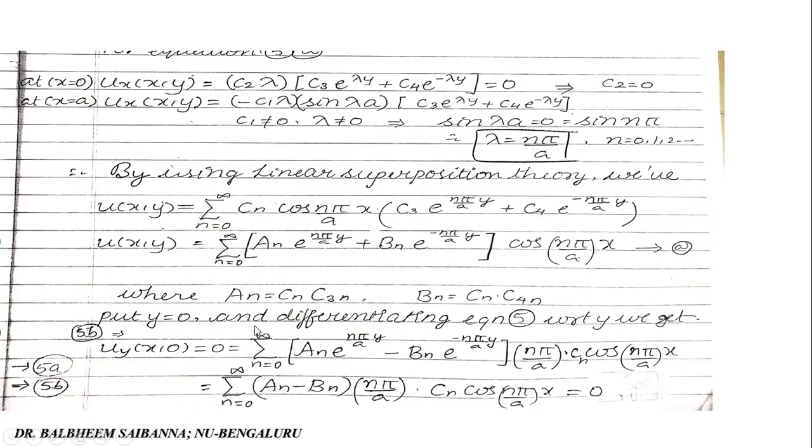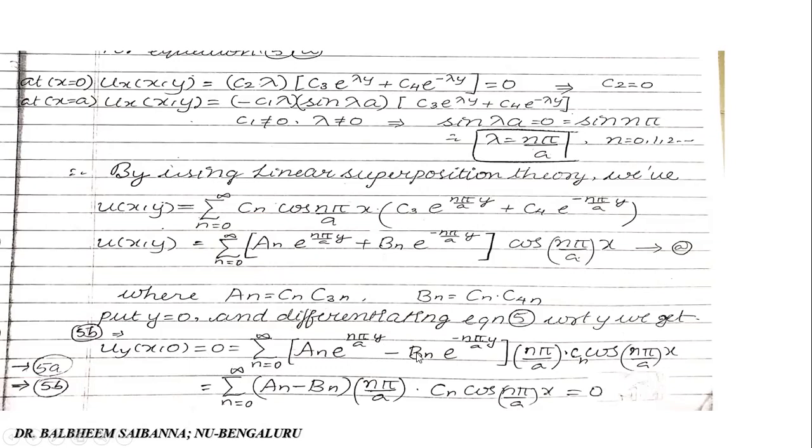Then here putting y is equal to 0 and differentiating equation 5 with respect to x, we get, from the equation 5b, u of y x comma 0 is equal to 0. This is the condition. And in the right hand side, wherever y is there, put 0. Then summation of n is equal to 0 to infinity an e to the power of n pi by a y minus bn e to the power of minus n pi by a y, n pi by a, Cn cos n pi by a x. We are substituting y is equal to 0 here.